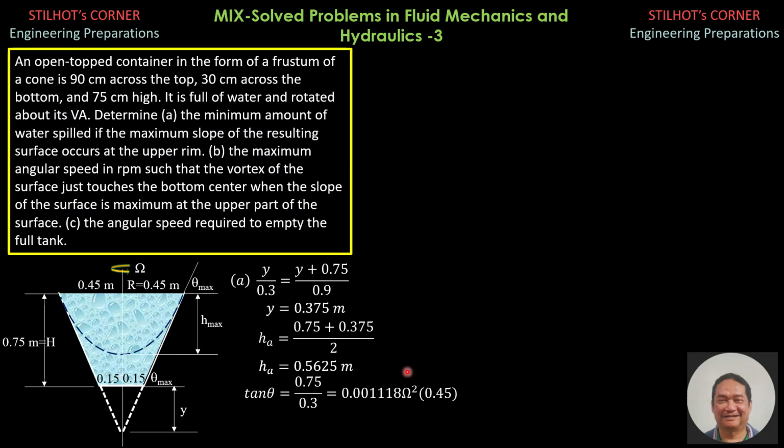So if you evaluate pi square over quantity 300 times 9.81, you will get this numerical value for the formula. Then 0.45 radius at the top. So solving for omega, that is needed so that the surface will be tangent at the upper rim, so 70.492 RPM.